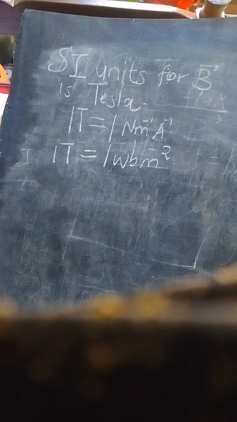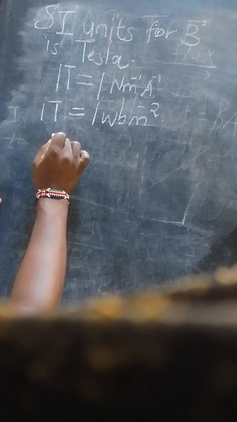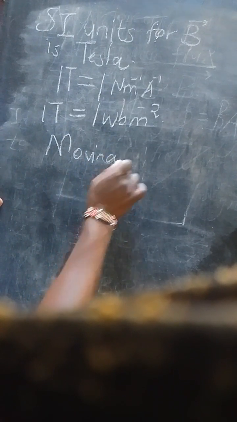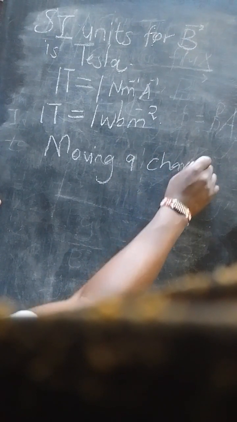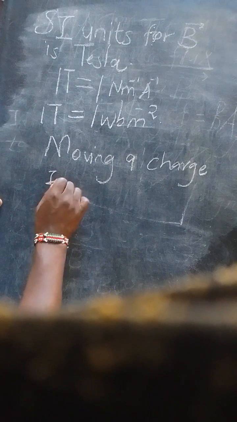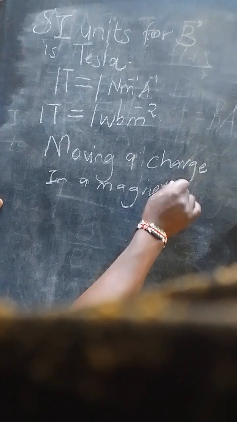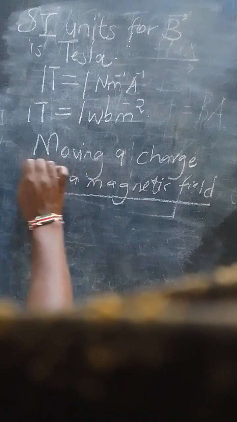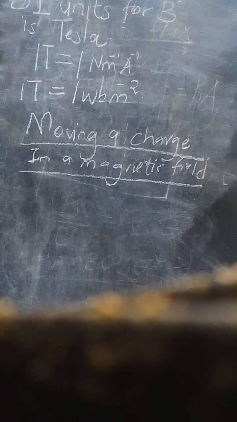Now let's consider a charge moving in a magnetic field. We have a charge that is moving in a magnetic field. What happens when a charge moves in a magnetic field? And remember, a charge can be an electron, which is negatively charged.